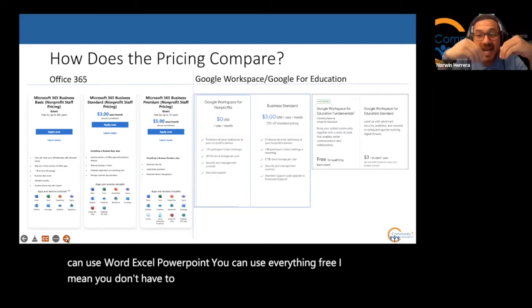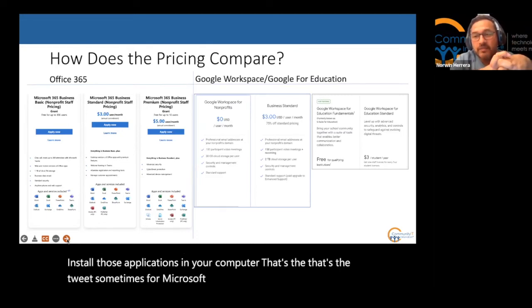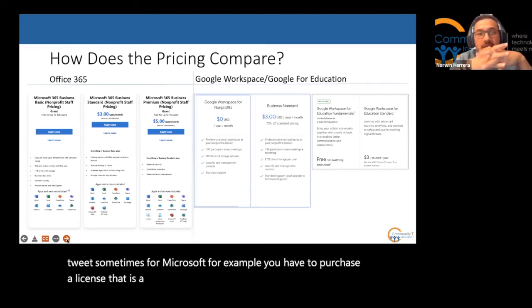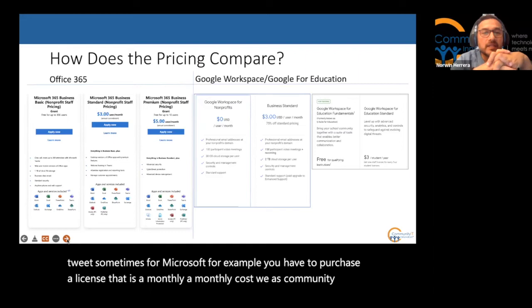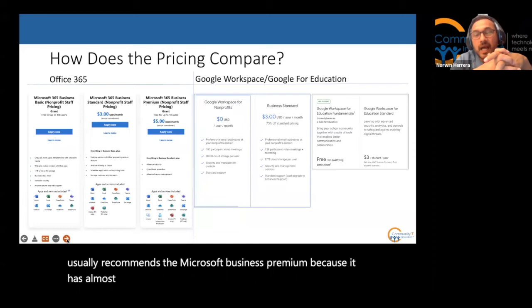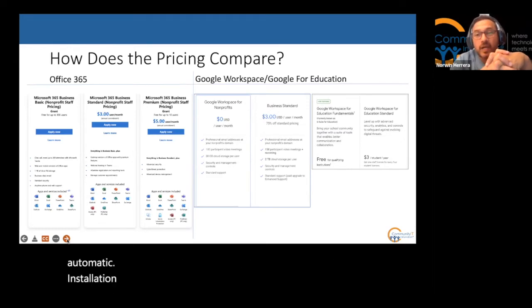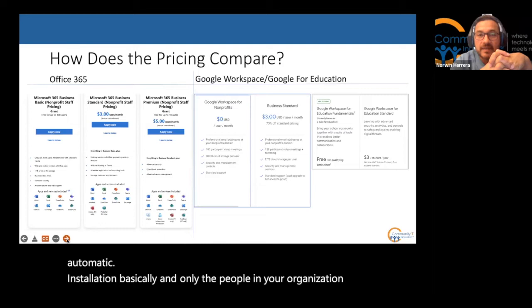If you want to install those applications on your computer, that's the tweak. Sometimes, for Microsoft, for example, you have to purchase a license that is a monthly cost. We at Community IT usually recommend Microsoft Business Premium because it has almost everything, and Autopilot and Intune are included. We recommend it for our organizations because it's basically automatic installation, and only the people in your organization can use that device.